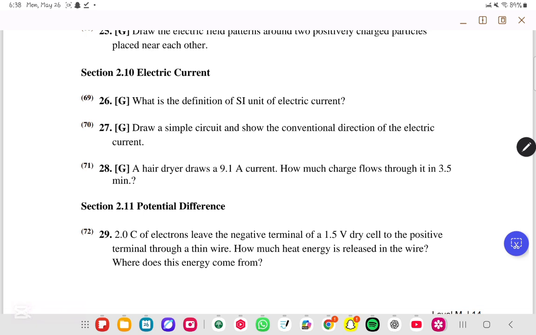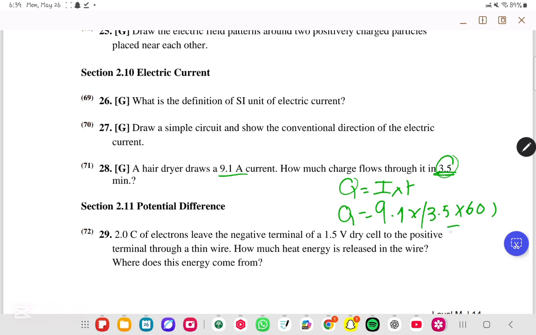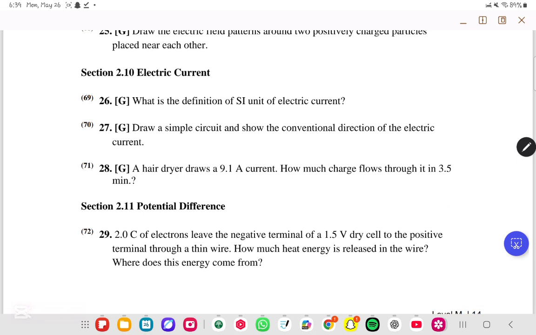A hair dryer draws a 9.1 ampere current. How much charge flows through it in 3.5 minutes? Based on the equation we should have memorized, which is Q is equal to I times T. First of all, Q is what we need to find. It is equal to the current, which is 9.1, times the time. Our time is given in minutes, but we will have to change it to seconds. So how do we change it from minute to second? We will multiply it by 60. So 9.1 times 3.5 times 60. You will put it on your calculator, and you're supposed to get 1.9 times 10 to the power of 3 coulombs. Okay, so that is it for section 2.10.